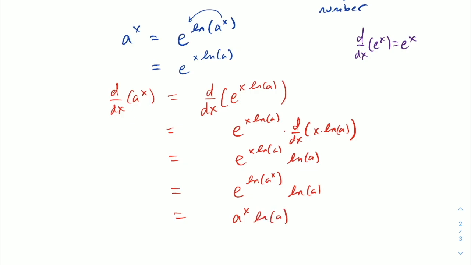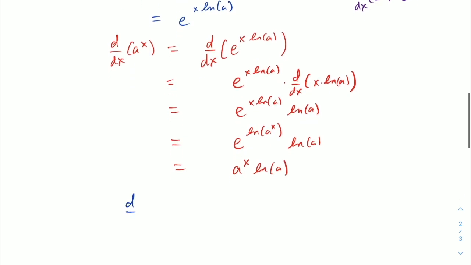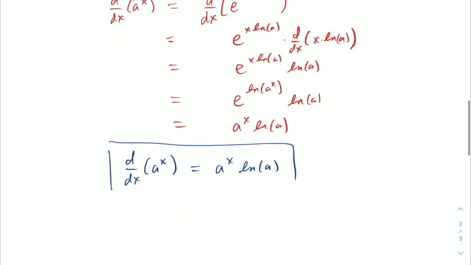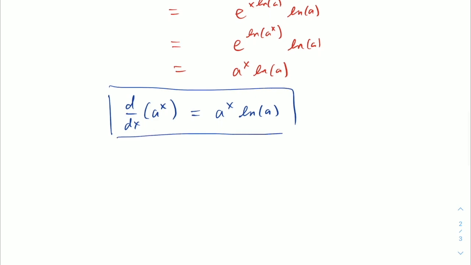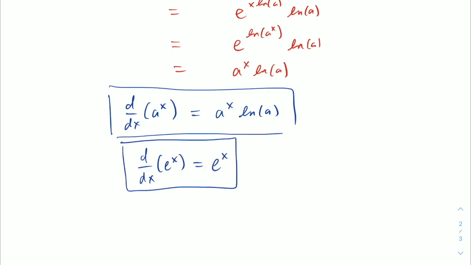So here's our new rule. The derivative of a to the x is a to the x natural log of a. And I'll just remind you of the rule from earlier so you have it in one place. The derivative of e to the x is e to the x. So those are our two rules.